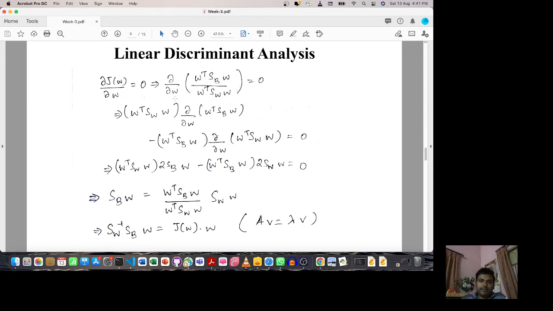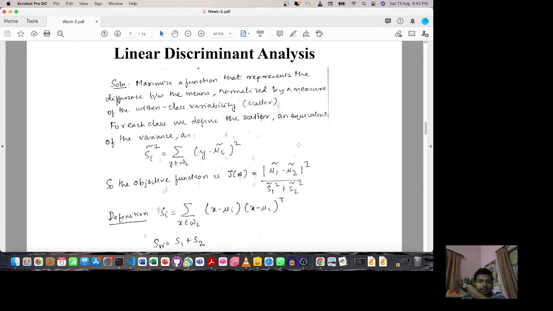Okay, so basically you are taking the derivative of this with respect to a vector. There are certain rules here, but right now I am taking a simple derivative, treating it normally as we treat derivatives. So by the division rule, W transpose SW W comes here, and I take a derivative of the numerator, minus W transpose SB W, and I take a derivative of the denominator, and I set it to 0. One second. Why are we taking a derivative? What is the need for taking a derivative? Yeah, I want to maximize J(W), correct?